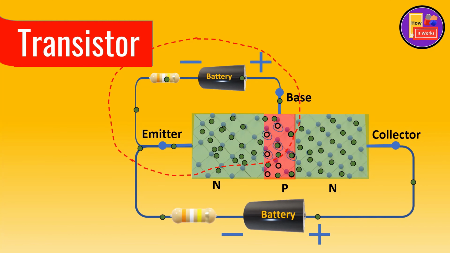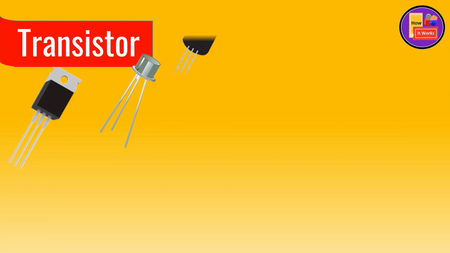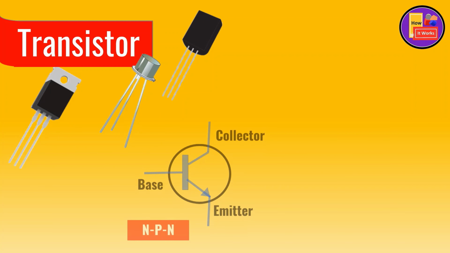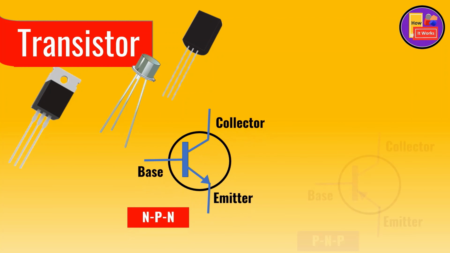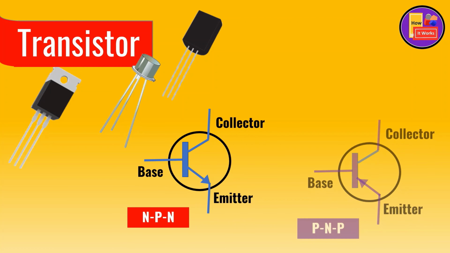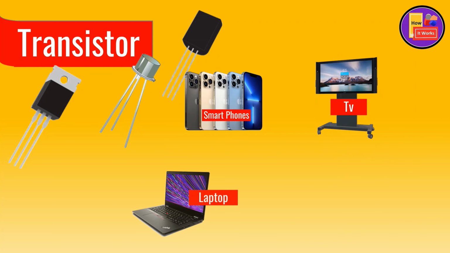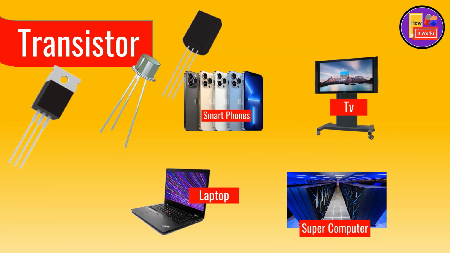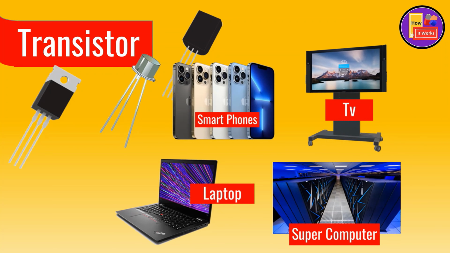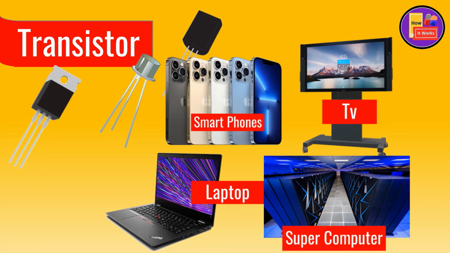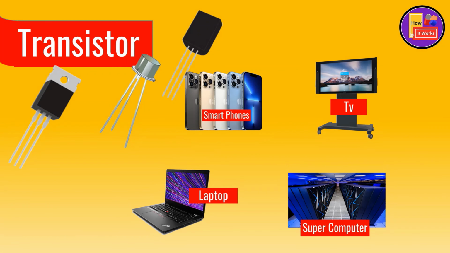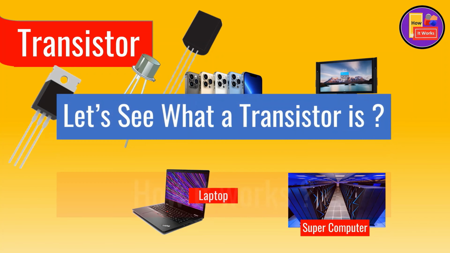The transistor is one of the most important devices ever to be invented. They revolutionized human civilization like no other technology. Whether you consider a smartphone, TV, laptop, supercomputer or any other processing device, at the heart, their processing units hold millions of transistors. Let's see what a transistor is and how it works.